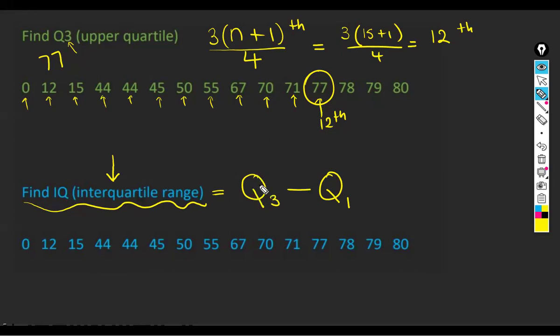So what was the final answer for Q3? It was 77, right? I can't remember. What was the answer for Q1? It was 44? And that is all you have to do. Take the final answer for Q3 and minus the final answer for Q1. 77 minus 44 is 33. Easy, right? That's the interquartile range. But to do interquartile range, you have to find the answer for Q3 first and the answer for Q1 first. And you just simply minus them.